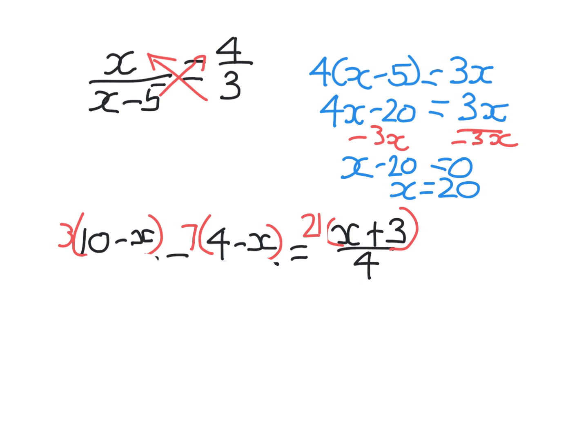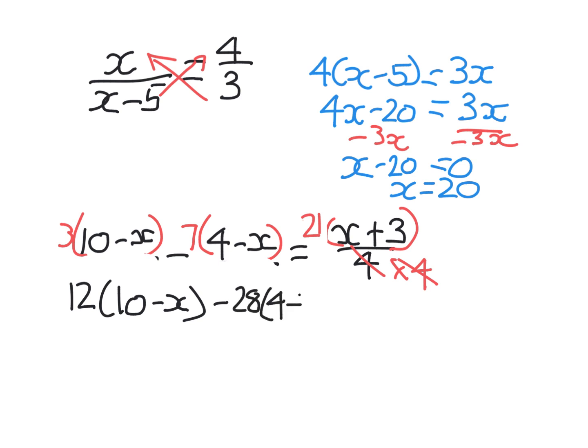So what am I going to do about that? I'm going to multiply each side by 4. So multiply 4, divide 4, undo each other. So I have to multiply this by 4 and this by 4. So I end up with 12 lots of 10 minus x minus, so now I'm going to multiply this by 4, 28 lots of 4 minus x equals 21 lots of x plus 3.